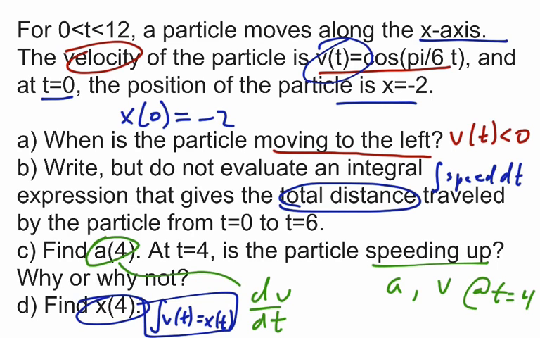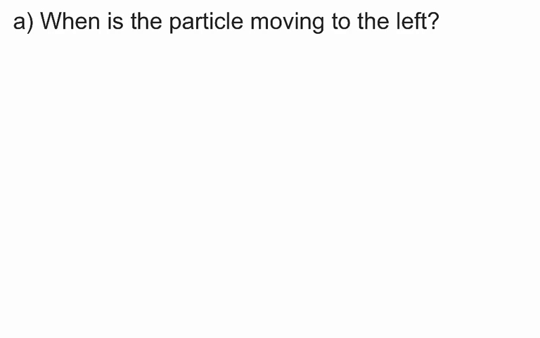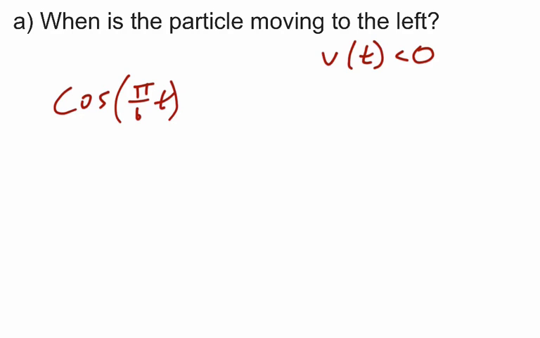Alright, so let's go through each part. Part A said, when is the particle moving to the left? And we said that this is going to be where v of t is negative, because that means moving to the left. So to do this, we take v of t. We had an equation for it. It was cosine of pi over 6 t. And we're going to set this equal to 0 to find where the sign changes are. Cosine stuff equals 0.